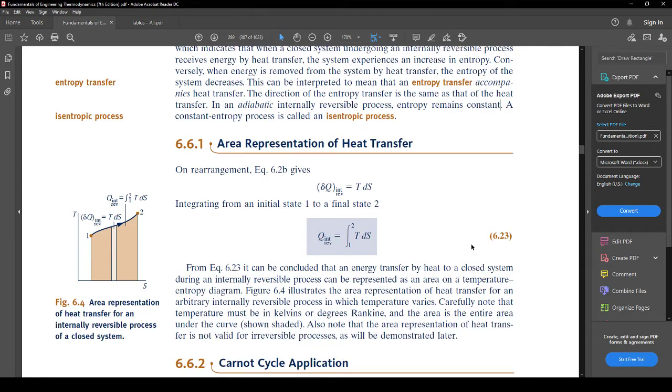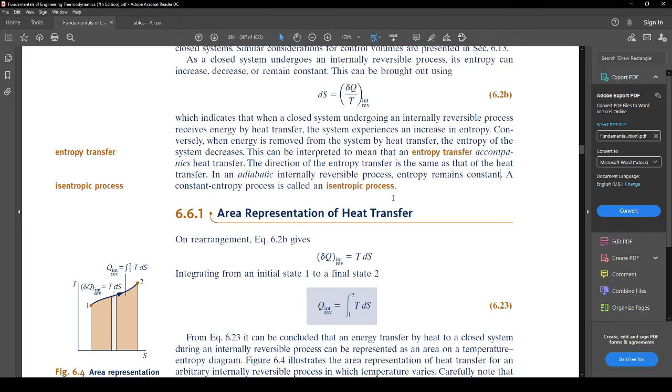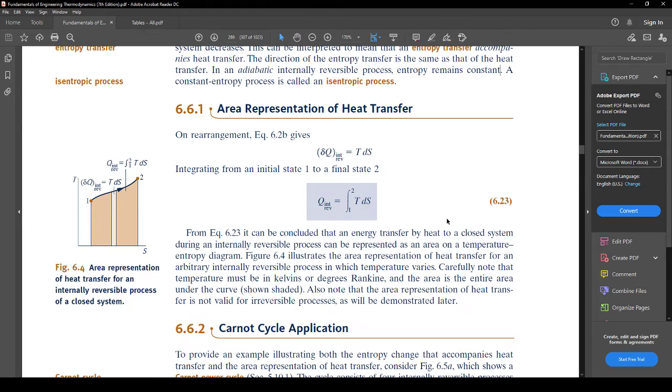So it says, area representation of heat transfer. It says, on rearrangement, equation 6.2b gives Q internally reversible is equal to TdS. We've already looked at this equation just a little bit. And then it says, integrating from initial state 1 to a final state 2. So Q is equal to the integral from 1 to 2 of TdS, right?